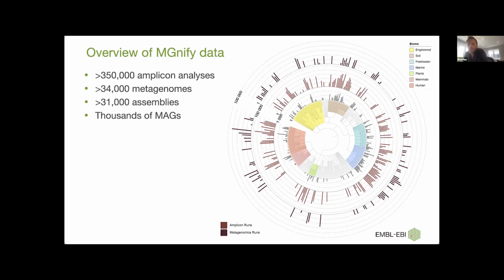And so we now have huge numbers of amplicons. We've got over 350,000 amplicon data sets. But one of the things that's quite intriguing is the fact that we've really switched to driving the number of assemblies we have for metagenome assembled genomes, because not only can you get to longer contigs and proteins, you can then start getting access to these metagenome assembled genomes.